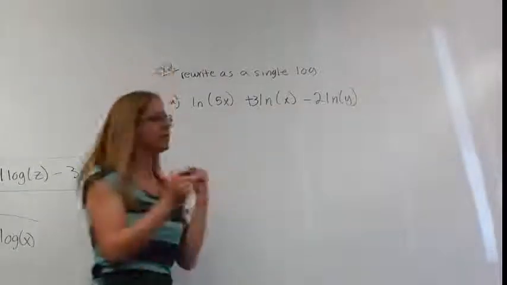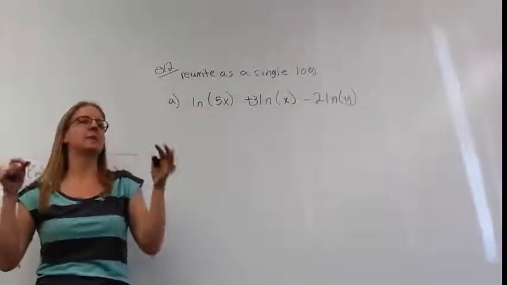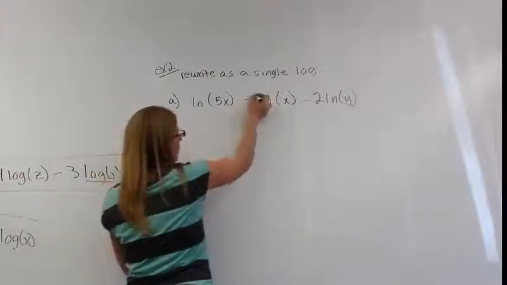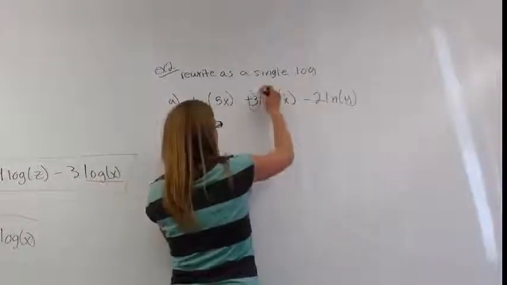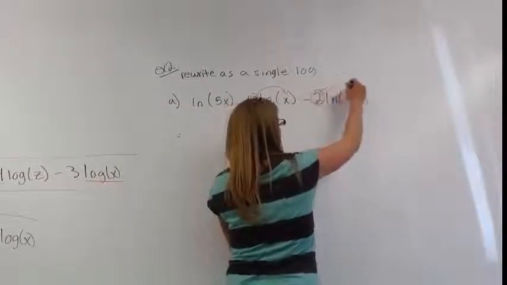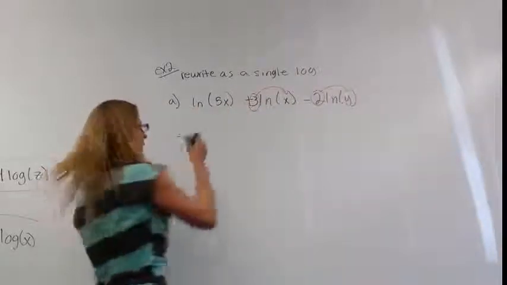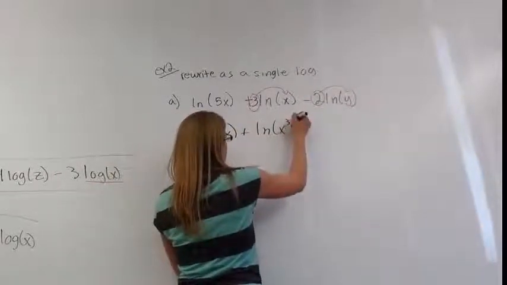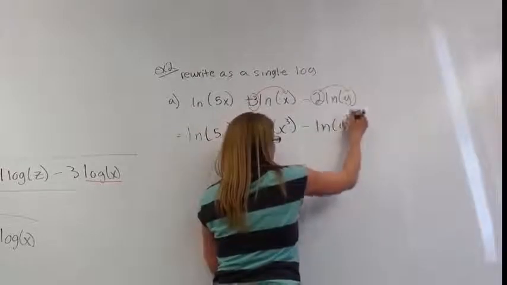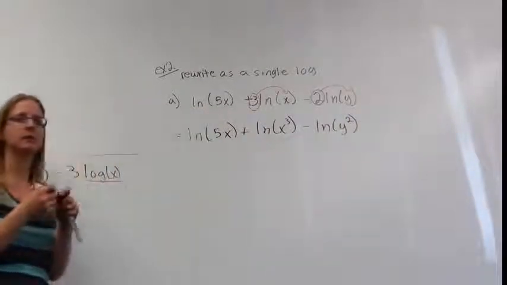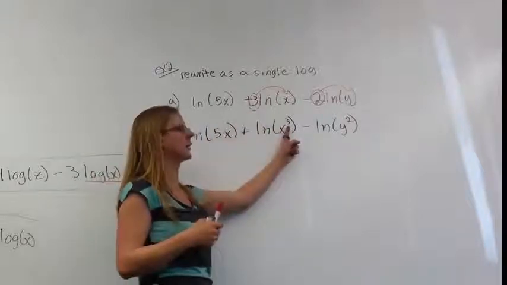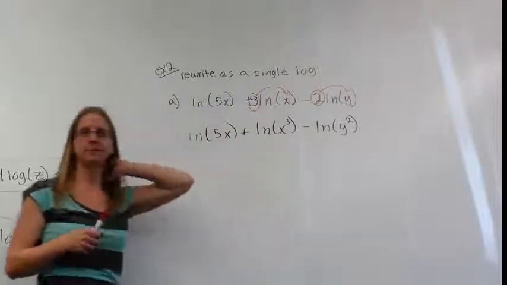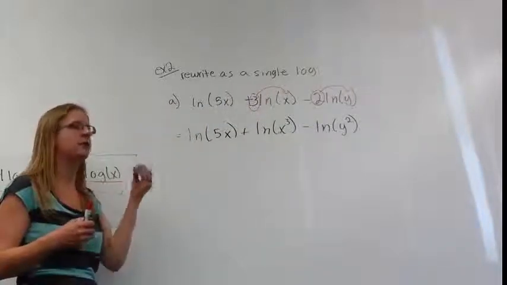So let's go ahead and do that. And I'll help you out right now. You could skip a whole lot of steps if you wanted to. For these ones, I'm going to try not to because it can get kind of confusing. I'm going to first take all those coefficients and bring them up as exponents. That's going to be the first thing I do. And then that's going to become ln of 5x plus ln of x cubed minus ln of y squared. You guys see that okay? All I did is I took this 3 and put it up as an exponent. Put it back, because I'm working backwards. This is telling me to work backwards.